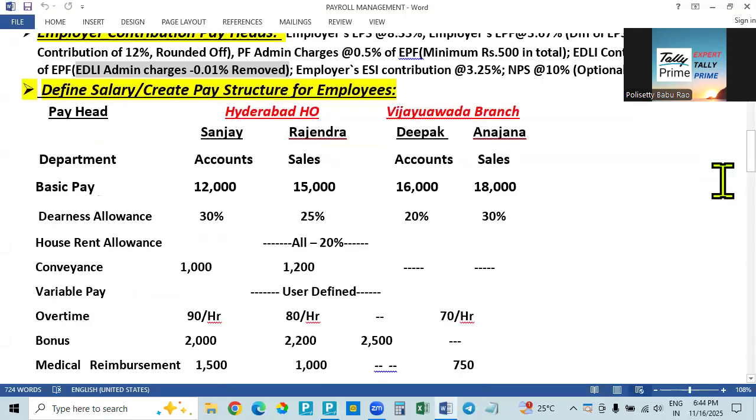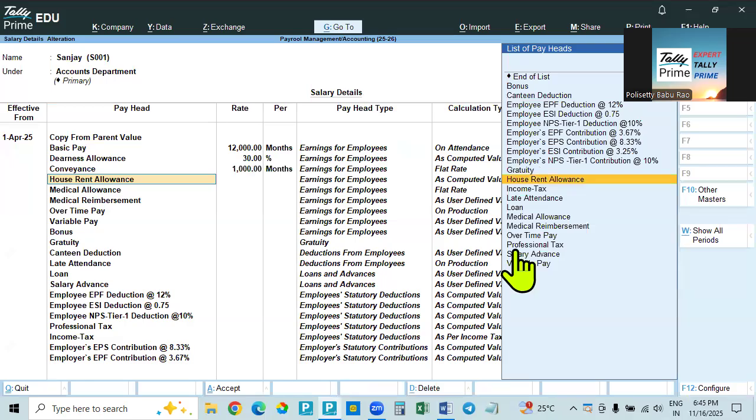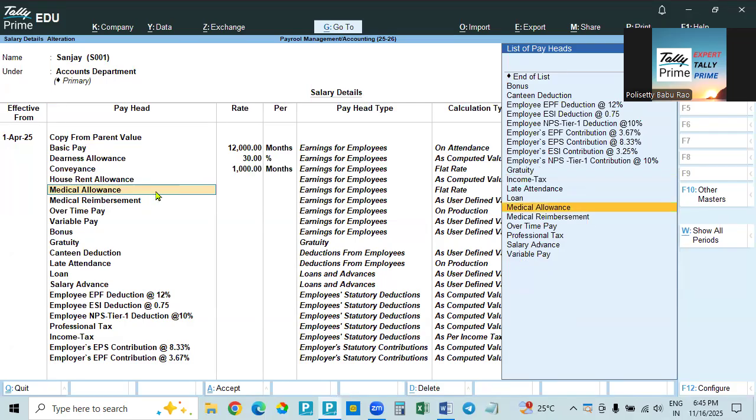Then house rent allowance. House rent allowance is 20% to everyone. So in the pay head, we gave 20%, so automatically it will not go here. It will calculate 20% to everyone. Here for different people, different percentages are given.